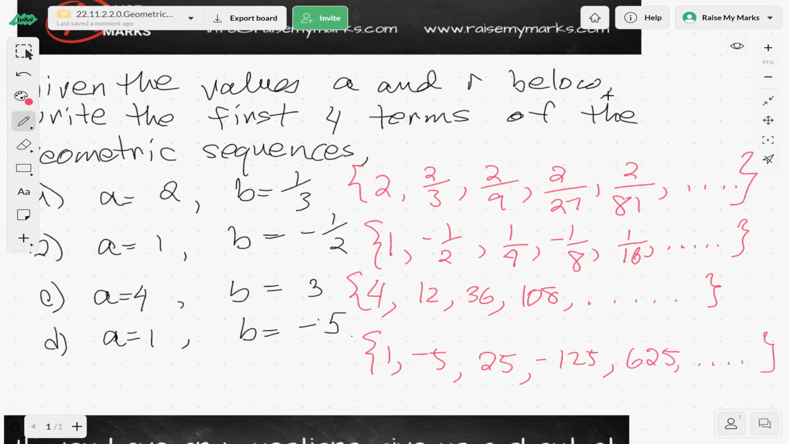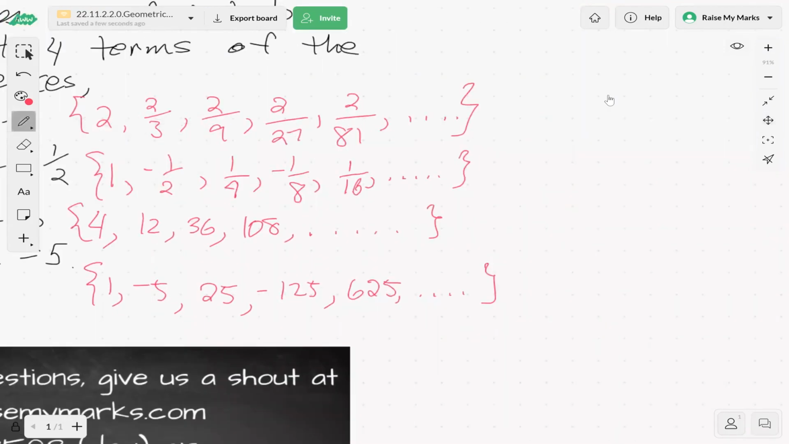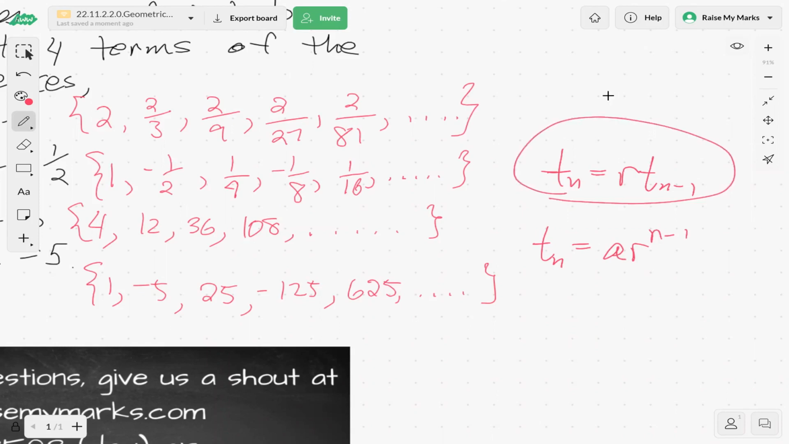All right, so just note I was using the recursive formula for each term in our geometric sequence, but there's also the general formula. So T sub n equals a times r raised to the power n minus 1. Either one is possible, but I was using the recursive formula.